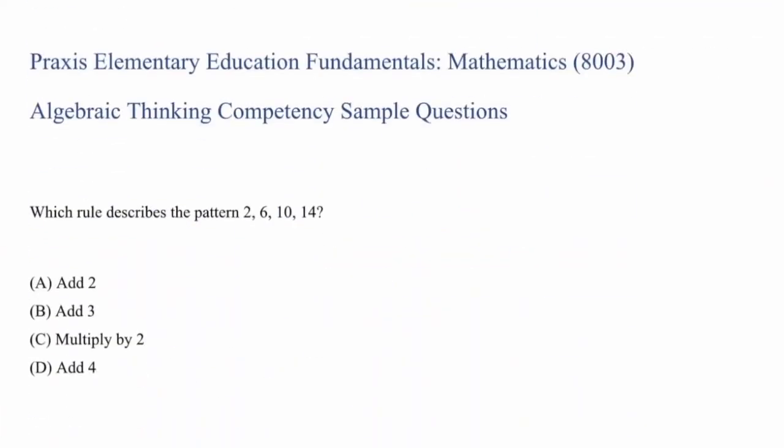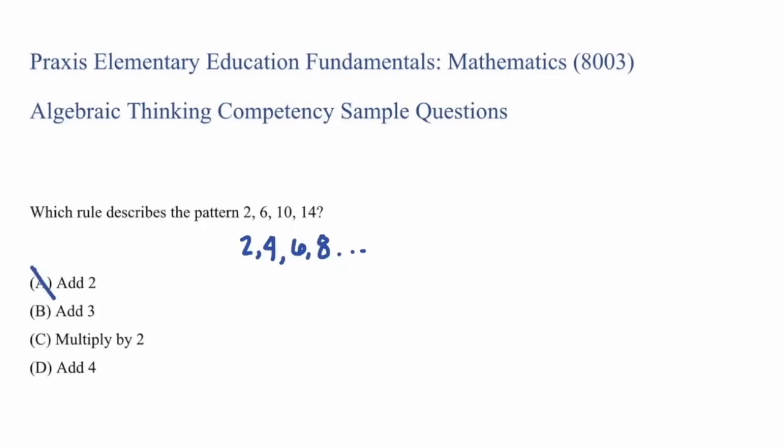Our last question, which rule describes the pattern 2, 6, 10, 14? So we have A, add 2. If we added 2, it would go 2, 4, 6, 8, and so on. And that does not match. So we're going to go ahead and cross that off.